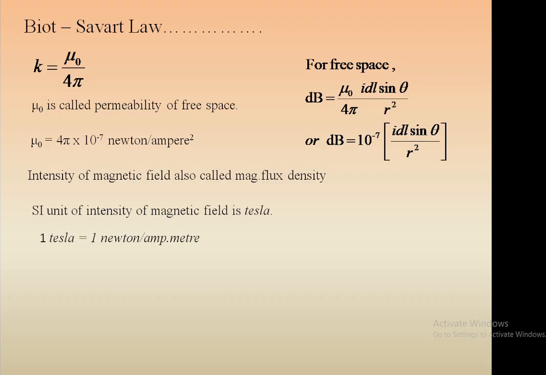This unit, 1 Newton per ampere meter, we can derive from one equation that we will see in a later section. But Tesla is a very large unit. In daily experiments, the intensity of the magnetic field we see is much smaller than 1 Tesla. So in day-to-day practice, we use another, smaller unit for the intensity of magnetic field, that is Gauss. 1 Gauss is equal to 10 raised to negative 4 Tesla.